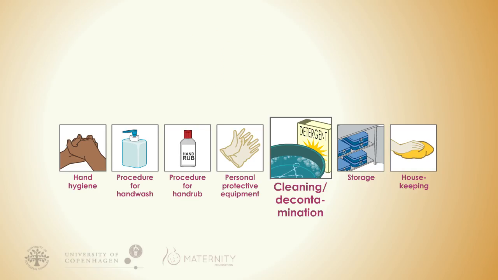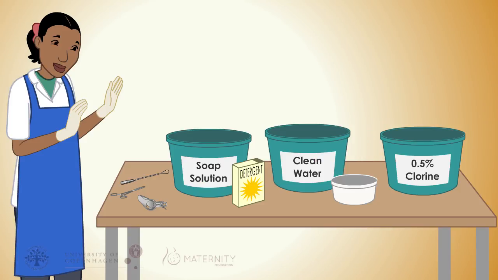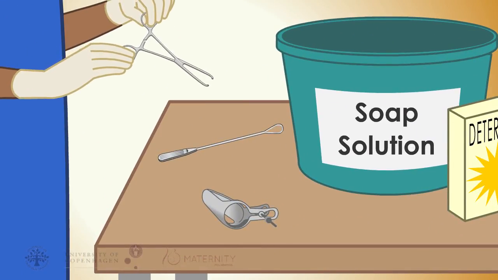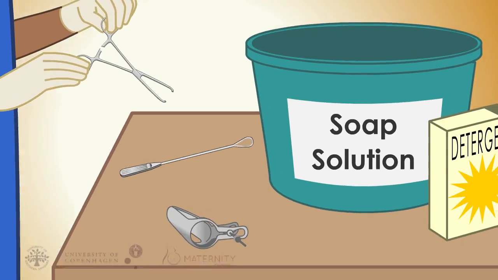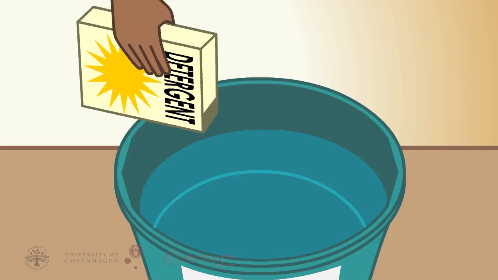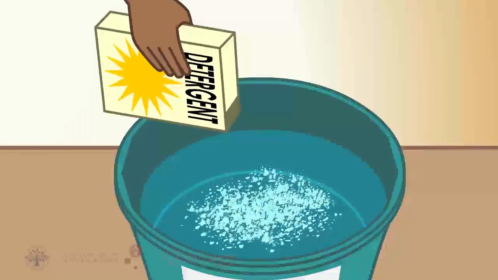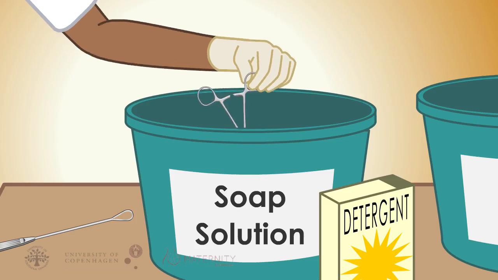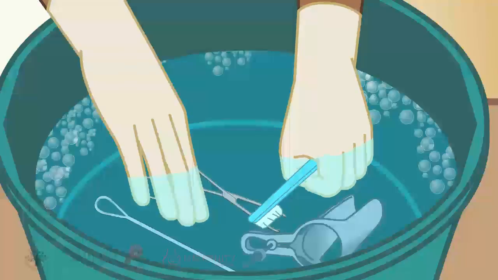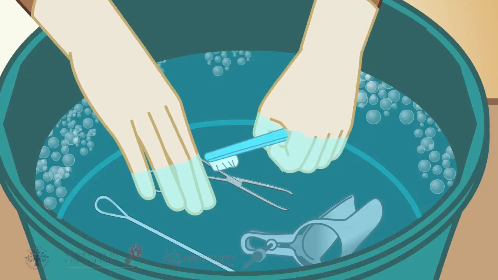Cleaning and decontamination. Wear utility gloves and an apron to protect from any splashes. Disassemble all items. After use, all items should be cleaned immediately in a soap solution made of water and detergent. If not possible, soak the items in the soap solution until cleaning is possible. Clean items with a brush in the solution.